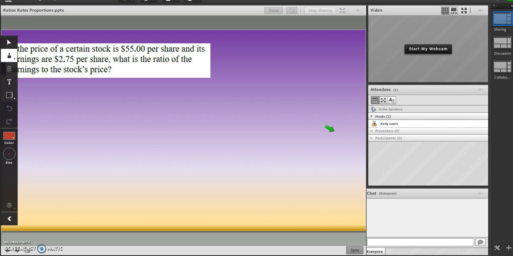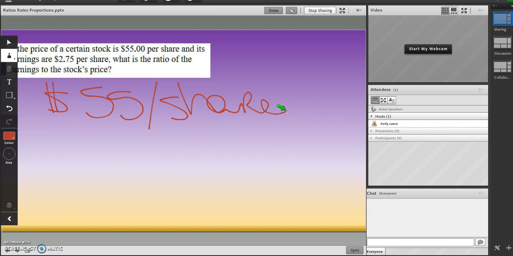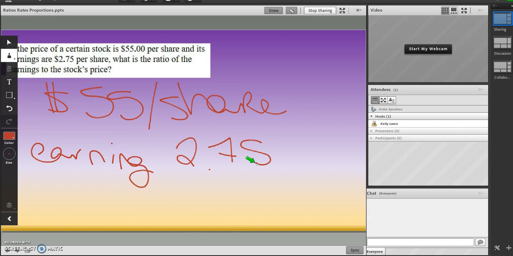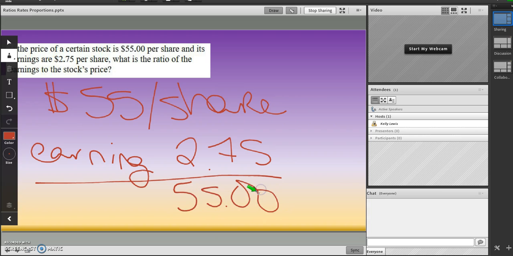The price of the certain stock is 55 per share, and its earnings are 2.75. We want to know the ratio of the earnings. The earnings need to be on the top and the stock's price on the bottom. Basically, we just need to simplify that fraction.